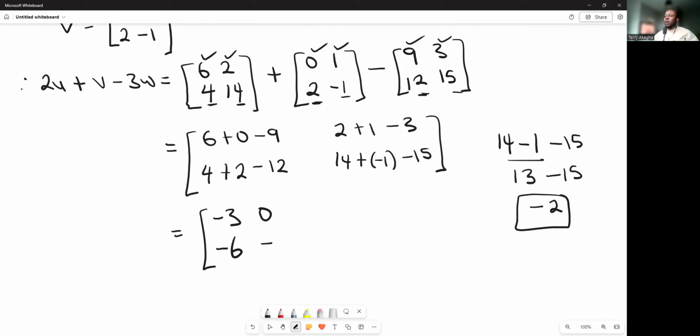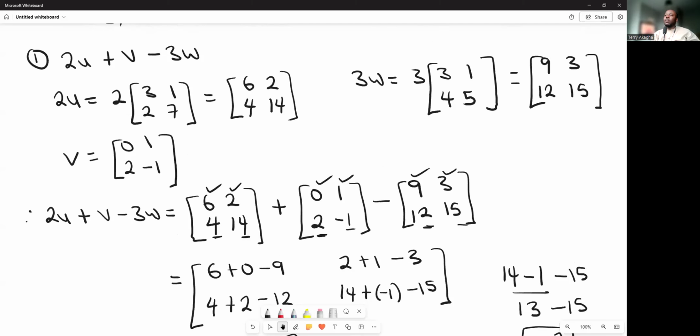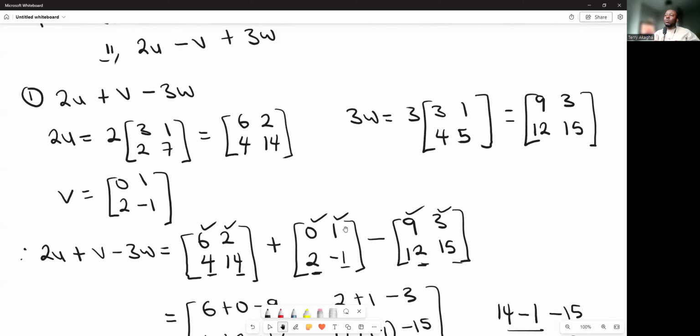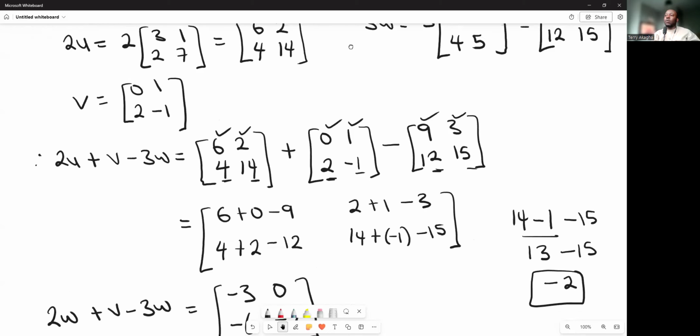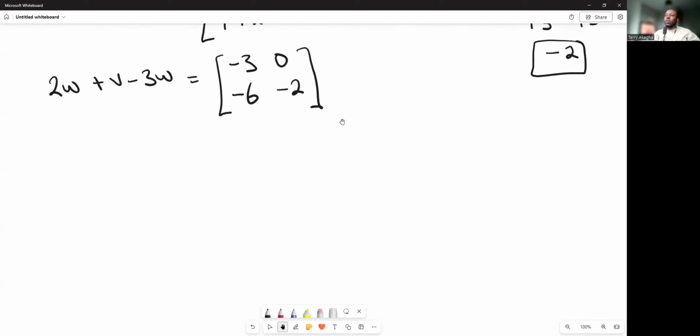So therefore, this place is minus 2. So like I always say, if you're not really comfortable, you can just go to your calculator and just press it all in your calculator and you will get the answer. So this will be the answer for 2u plus v minus 3w. All right, so we'll solve the next one, which is 2u minus v plus 3w. So we'll go to the next one for this question.